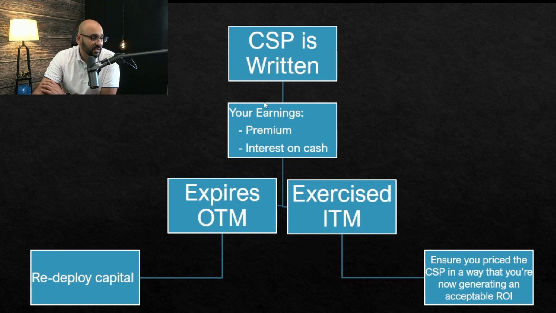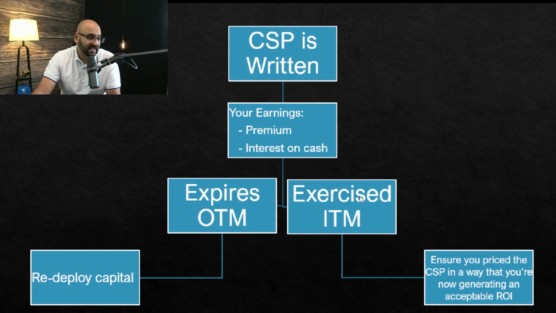And so what happens after you've written the CSP? Well, there's only two things that could happen. This option is just binary. One is that it expires out of the money. So you write a $25 cash secured put, and at expiration date it's selling at $30. Well, nobody's going to sell it to you or force you to buy it from them for $25 when they can get the market to buy it from them for $30. And so it expires out of the money, and your earnings are the premium and interest on the cash.